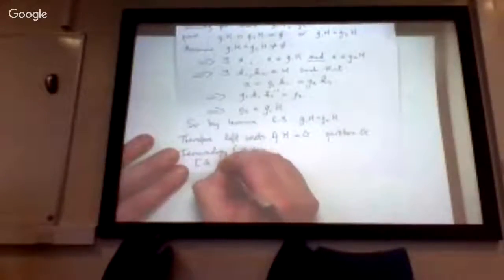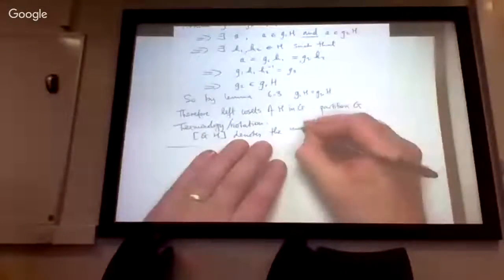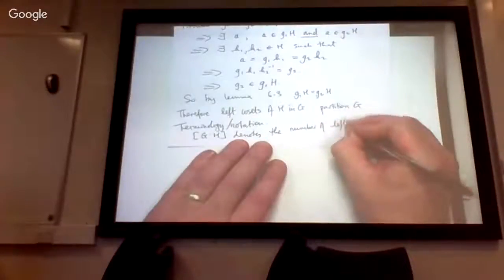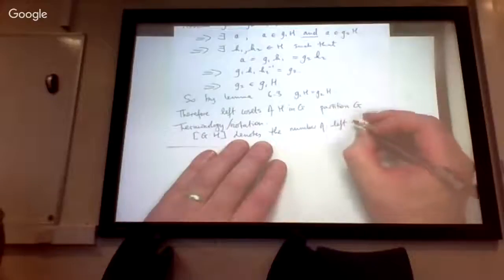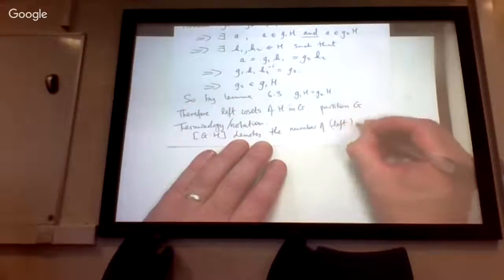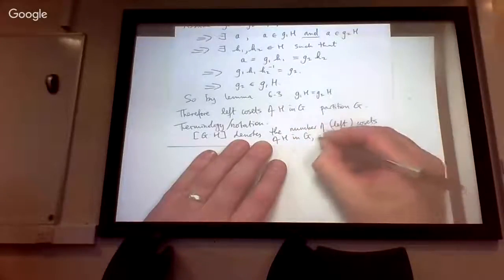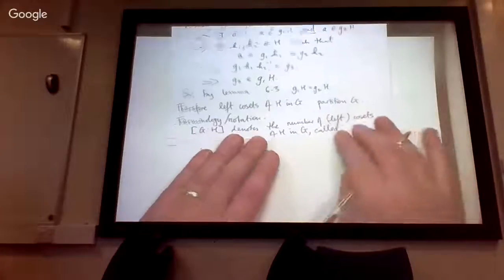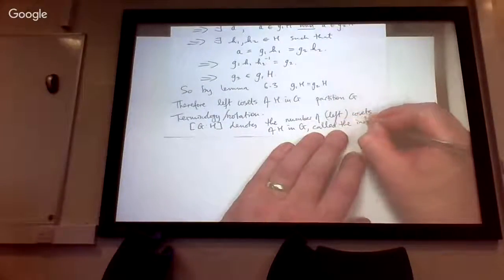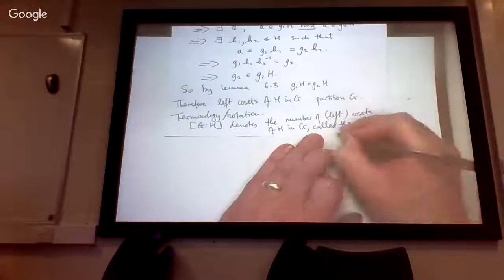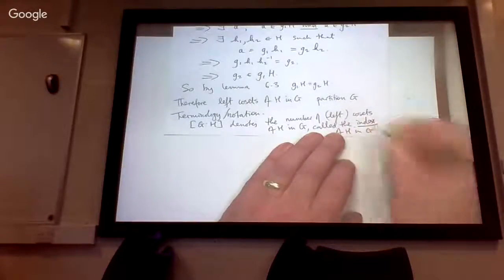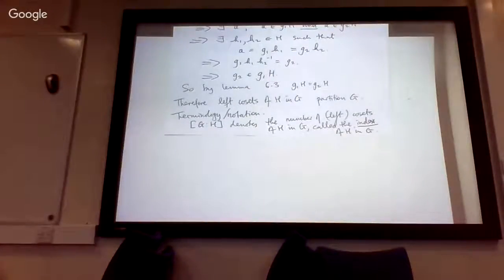This notation denotes the number of left cosets. It'll turn out to be the same for the right cosets. The number of left cosets of H in G is called the index. It slightly shortens the number of words you have to use. The index of H in G. So if you speak of the index of a subgroup within its containing group, it's the number of left cosets of the subgroup that there are.